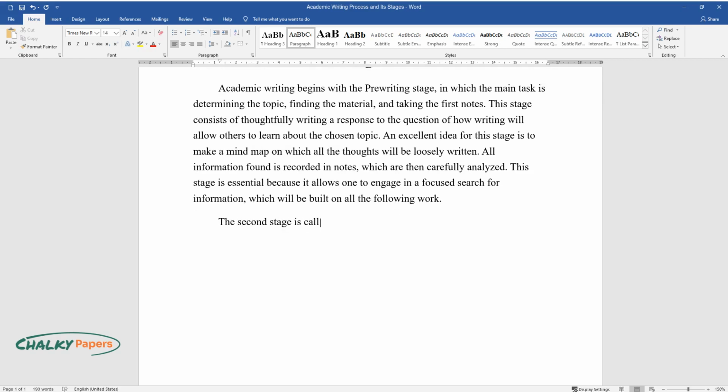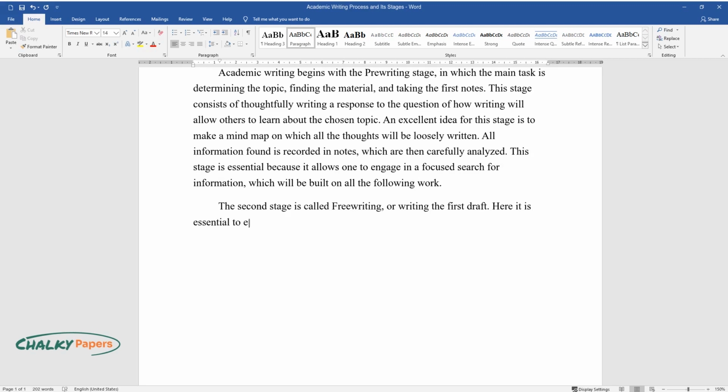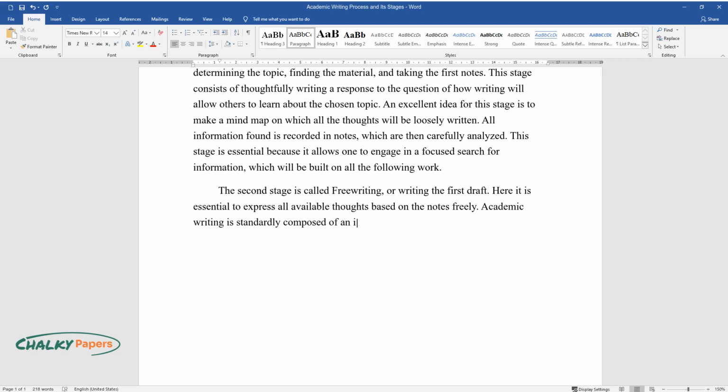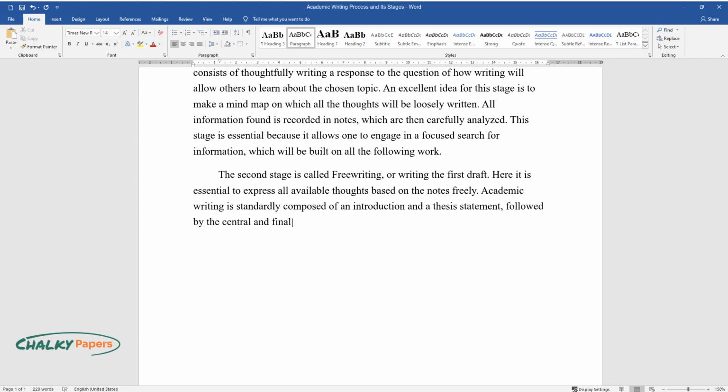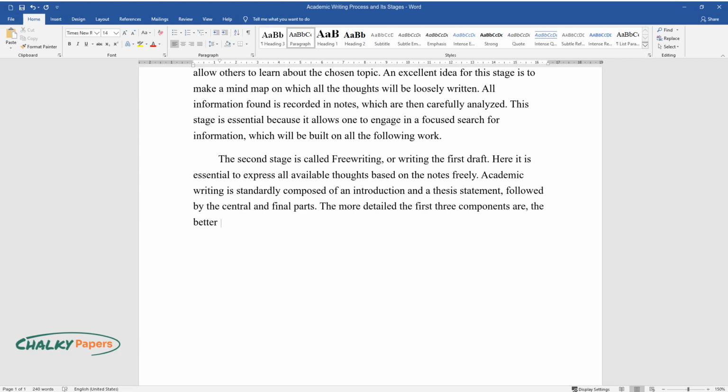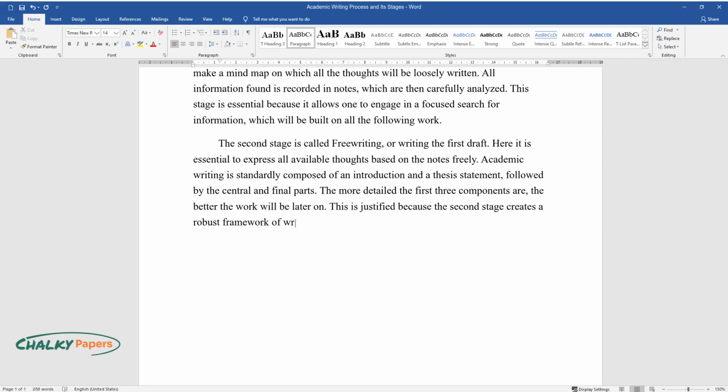The second stage is called free writing, or writing the first draft. Here it is essential to express all available thoughts based on the notes freely. Academic writing is standardly composed of an introduction and a thesis statement, followed by the central and final parts. The more detailed the first 3 components are, the better the work will be later on. This is justified because the second stage creates a robust framework of writing, which will be edited last.